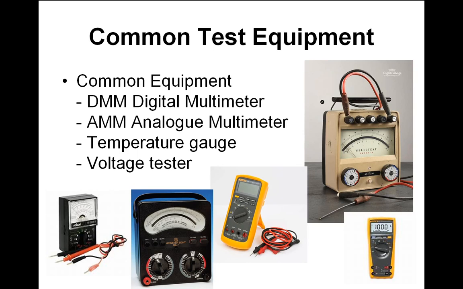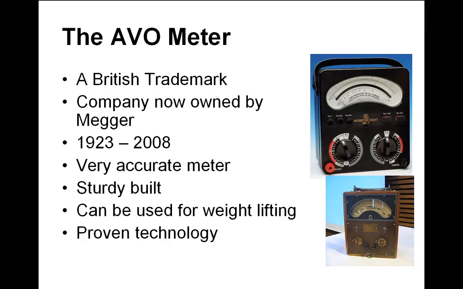Okay, we've got voltage testers as well, and temperature gauges and so on. We're going to look at them in this presentation, at what is out there and what we are likely to come across. So back to the AVO meter. You can see the 1923 version, which is down here. This is a modern version. This is probably the 2008 one, the latest version the company produced.